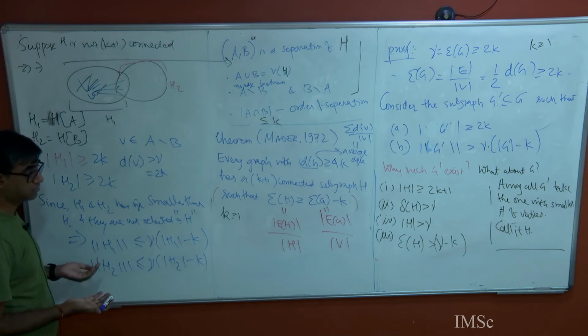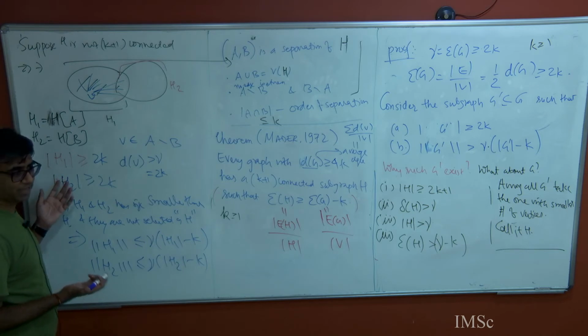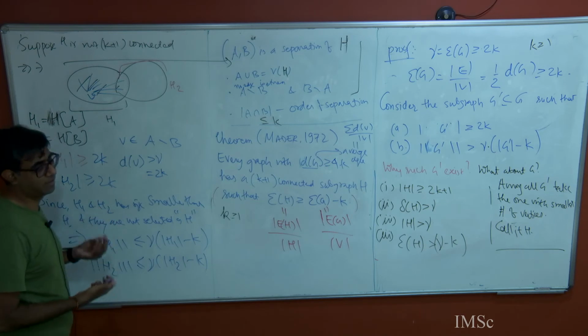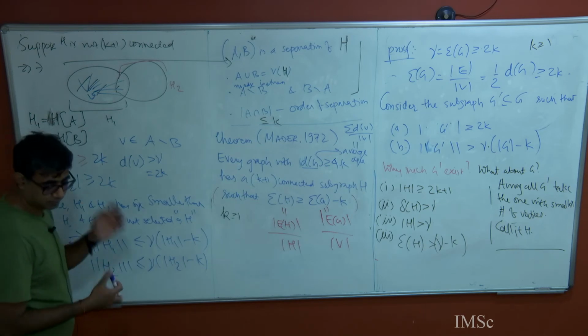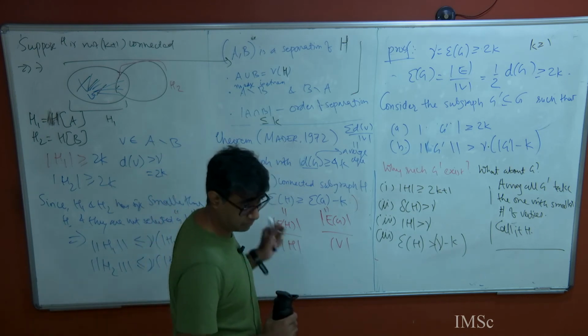Yeah, that's a contradiction. No? That's exactly what we're getting there. H cannot have such separation. If H had such separation, then it has some implication, which implies that H cannot have such separation.